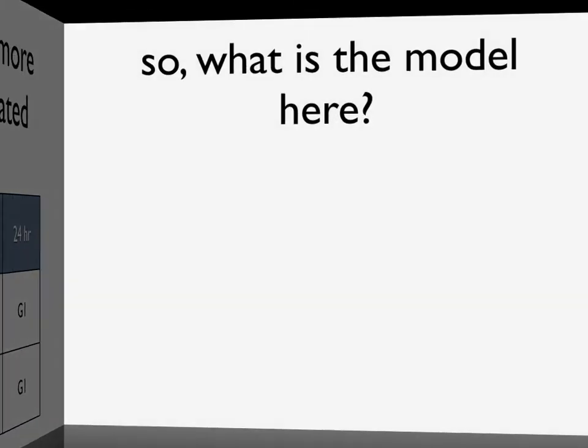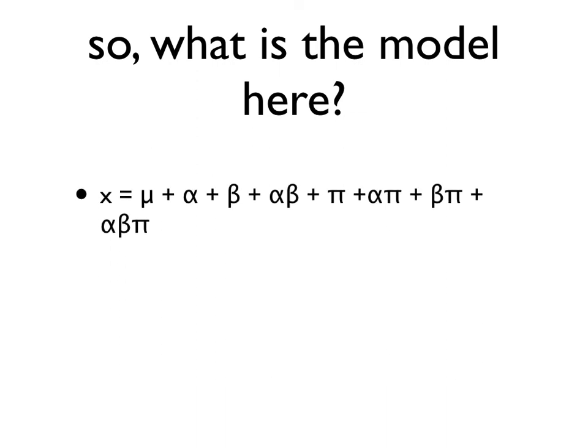Okay. So what's the model here? It's x equals mu plus alpha plus beta plus alpha beta plus pi plus alpha pi plus beta pi plus alpha beta pi. That's our model. Because remember, we're just treating subjects as a variable. We're just treating people, pi, as a variable. The math doesn't know it's you individual people, so the math doesn't care about your individuality. The math just thinks of you as being just some other set of numbers. The numbers don't know where they came from.